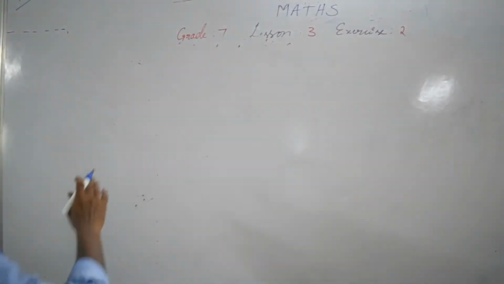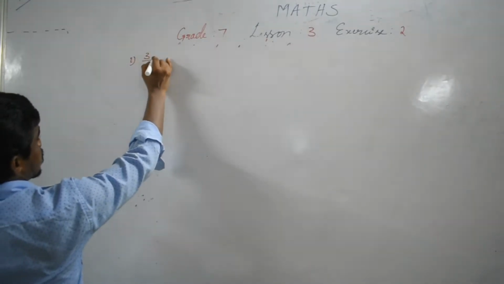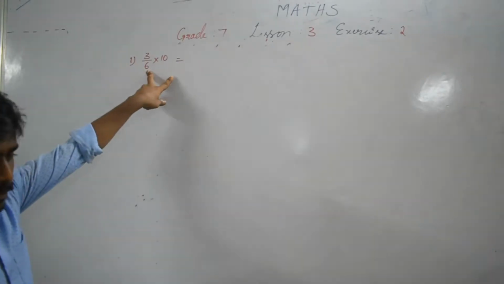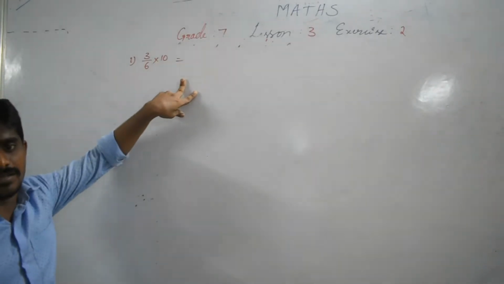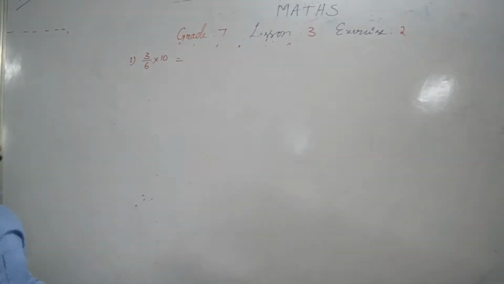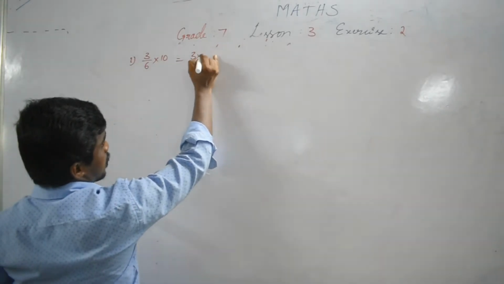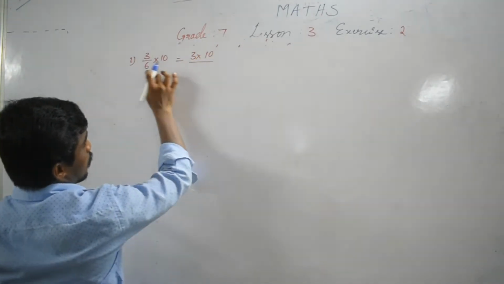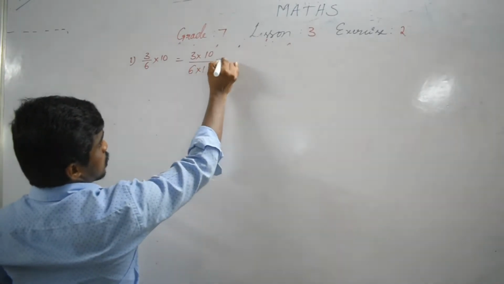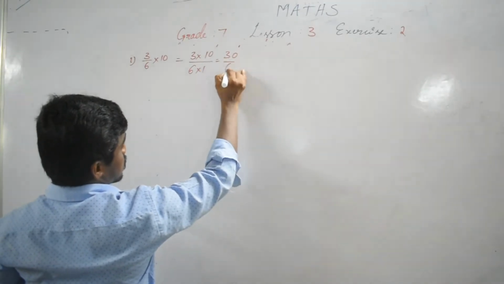Here the first one, 3 by 6 times 10. They are asking us to multiply these two numbers and convert the answer to a mixed fraction. So numerators multiply, denominators multiply. So 3 10s are 30, by 6 1s are 6.